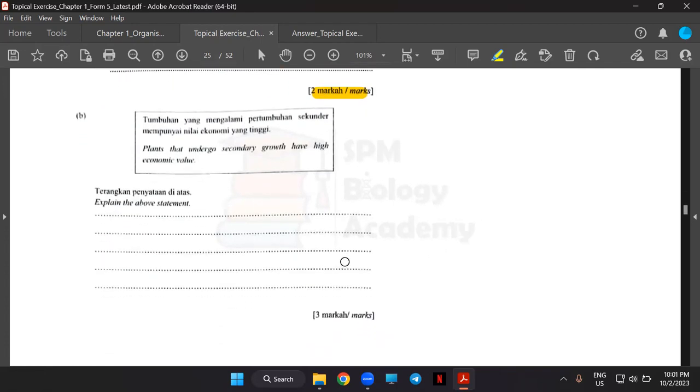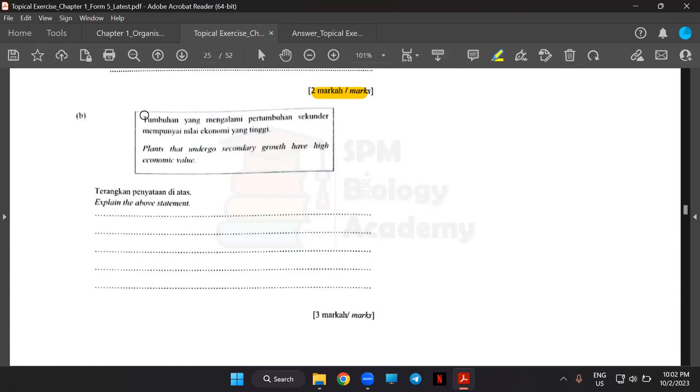For your information, kita sudah sampai ke muka surat 25. That means we are in the middle of the exercise module. Kita berada di bahagian tengah-tengah buku latihan ini. So most probably next week kita boleh habiskan modul ini. Then we will enter chapter 2.